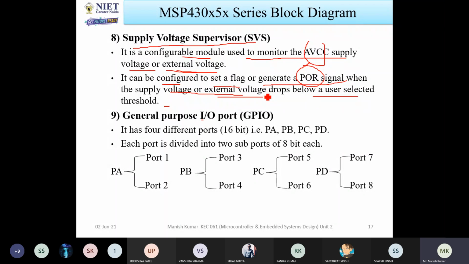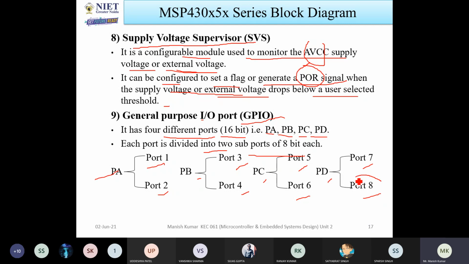Okay. So next, having general purpose input output ports, GPIO ports. I already discussed it. There are four different ports, and each port is 16-bit: port A, port B, port C, and port D. Each port is divided into two sub ports of 8-bit each. Port A is divided into port 1 and port 2. Port B is divided into port 3 and port 4. Port C is divided into port 5 and port 6. Port D is divided into port 7 and port 8.